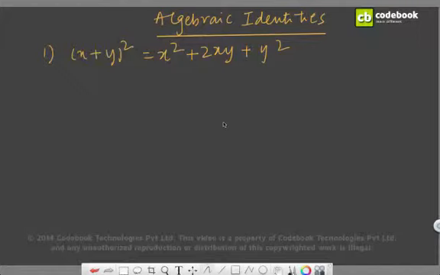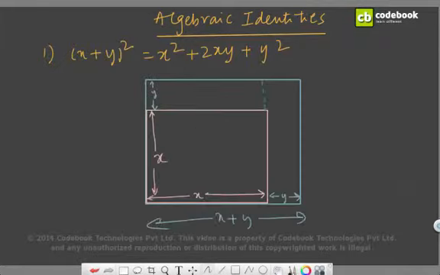In this lesson, we will learn about algebraic identities. Algebraic identities are very useful in factorizing polynomials. So let's start with the first identity, the basic one which you have learned in the previous classes, that is (x + y)² = x² + 2xy + y².